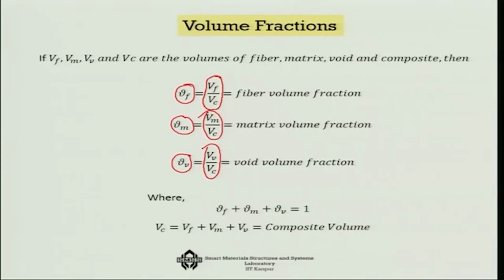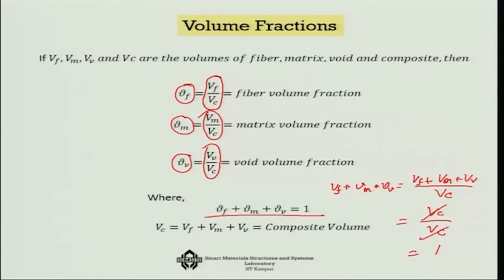So naturally, if I add all of them together, what am I going to get? Vf plus Vm plus Vv equals Vf plus Vm plus Vv over Vc. Now Vf plus Vm plus Vv is nothing but Vc. So that is why Vc over Vc is unity. So we can say that all the three things together are actually unity.